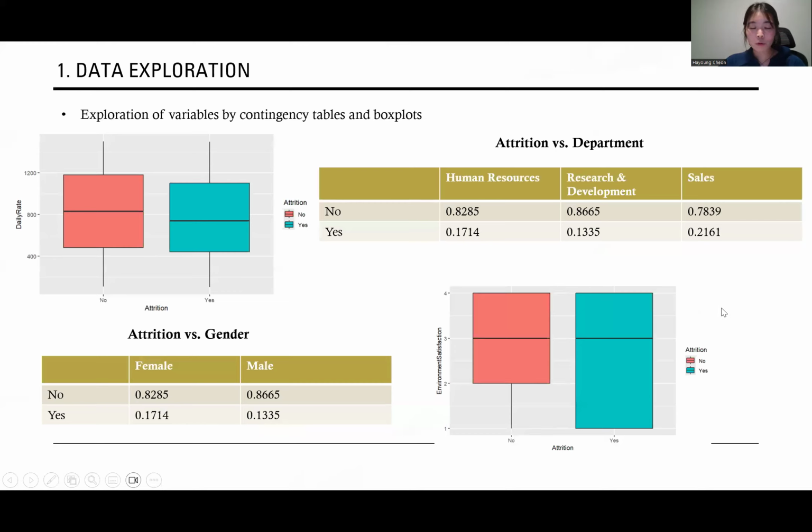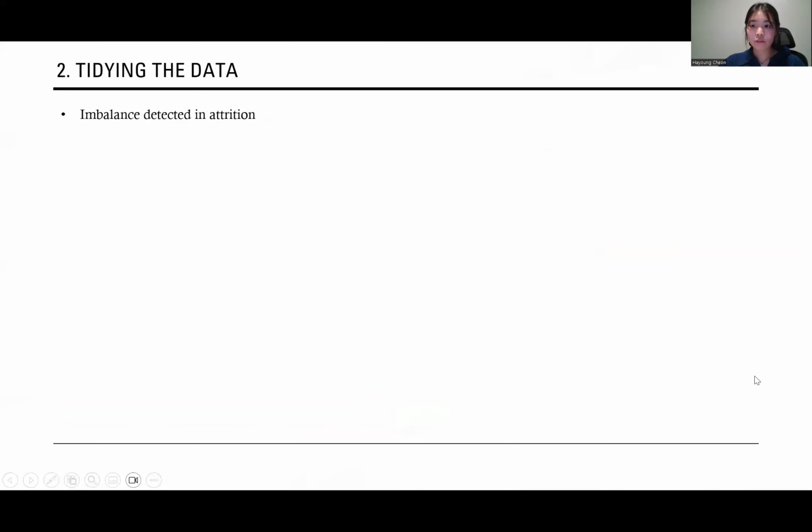And first, to explore those data, I used contingency tables or box plots to see if there are any significant differences compared to attrition and each factor. While exploring the data, I realized that there is an imbalance in attrition, which is our main factor because we're going to predict this factor.